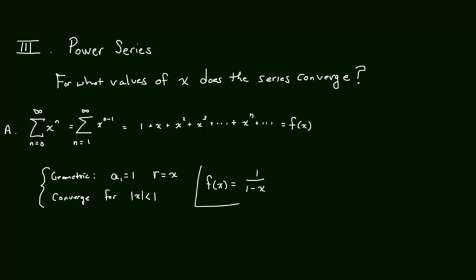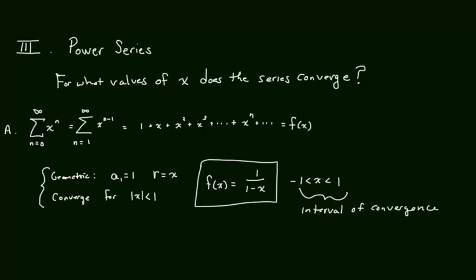So this is the function. Of course, this is the function as long as x is between -1 and 1. We call this here the interval of convergence. Right. So just to make this clear here, this is the function written as a power series. This is the function written for certain values of x.